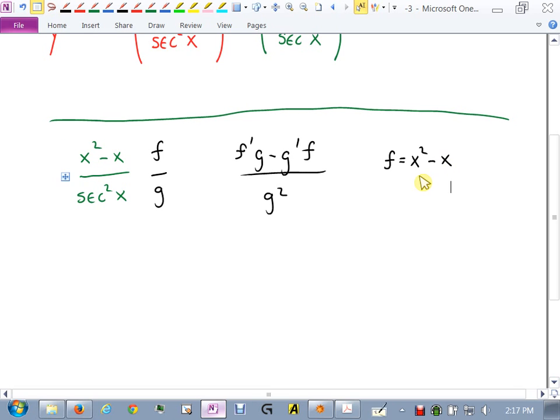What's its derivative? 2x minus 1, that's nice. And then g, I'm going to write g down. G is secant squared x. The derivative of that is, so this is a little onion, 2 secant x times, now go inside, you've done the squared, right? Derivative of secant x is secant x tangent x.